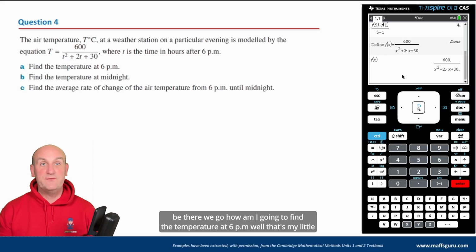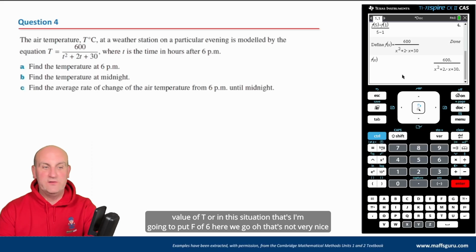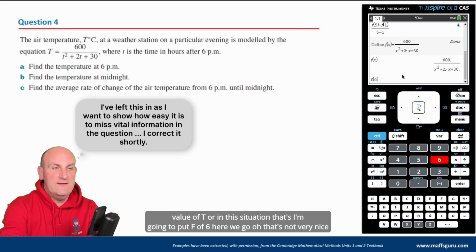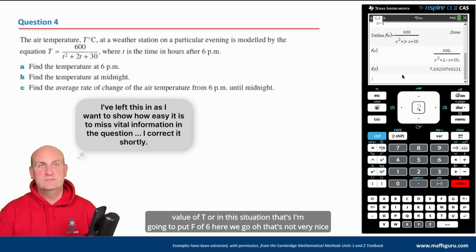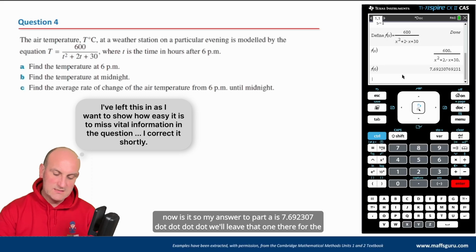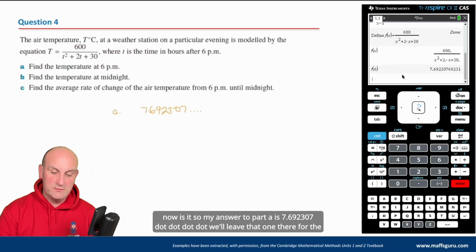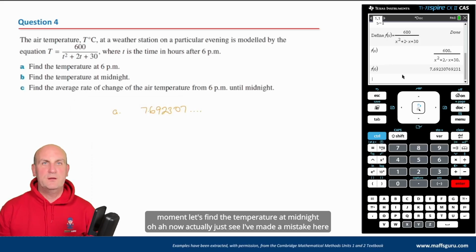There we go. How am I going to find the temperature at 6 p.m.? Well, that's my value of t, so I'm going to put F of 6. Here we go. Oh, that's not very nice, is it? So my answer to part A is 7.692307... We'll leave that one there for the moment.